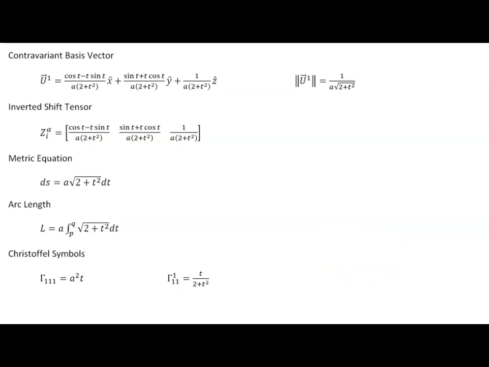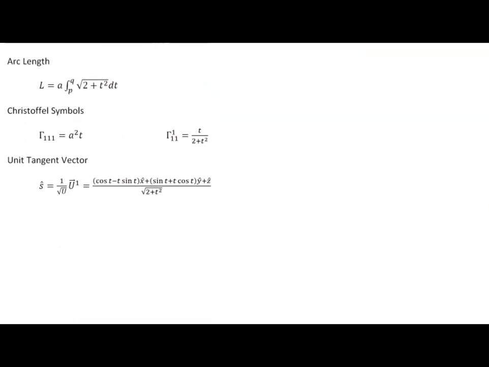Next, let's derive an expression for the unit tangent vector. And that's pretty easy. We just need to divide the covariant basis vector by its own magnitude. Remember that the magnitude of our covariant basis vector is just the volume element. So what I've done here is I've divided the covariant basis vector by the volume element. And there's a factor of a in both of these that is canceled out. So this is the result giving us the unit tangent vector s hat.